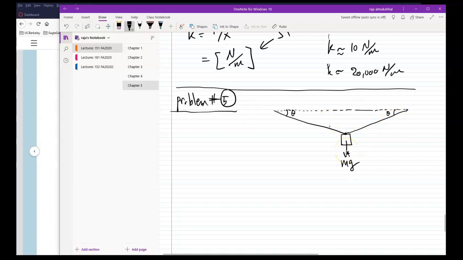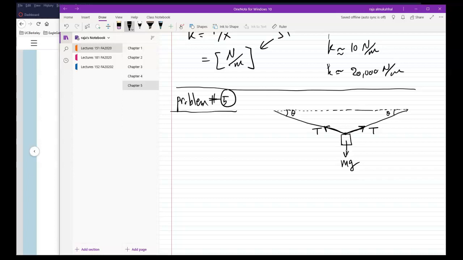So in that case, I'm going to call that T right there. And this one, T. I don't need to call them T1 and T2 because they're equal. Just like that. And that's it, really. There is nothing else. There is no normal because there is no surface to push against. So that's basically what it is.